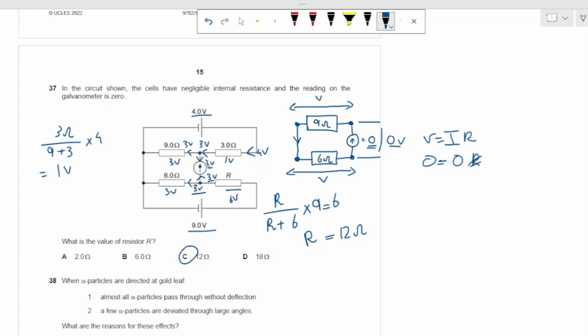So there must be 3 volts in the opposite direction in this wire in order to have 0 volts. That's the way I understood this question. And genuinely, it was a difficult question, but if you go with basic concepts, making sure you're solving it using the loops, this question should be easy. So for question 37, option C of 12 ohms is the correct answer.